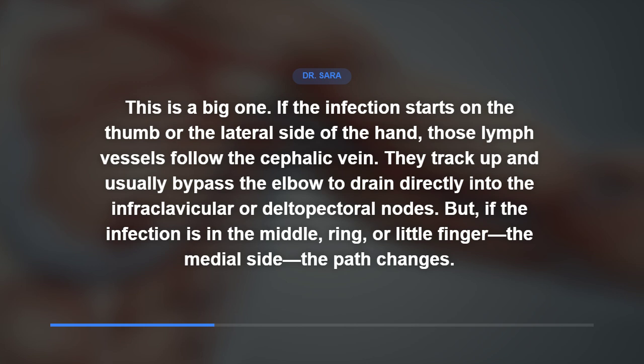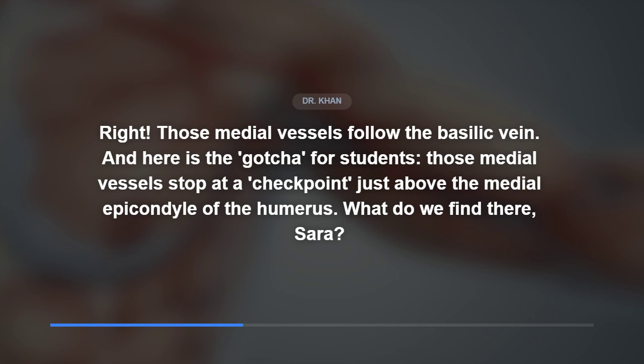Now, Sarah, looking at our anatomy, why is the lateral versus medial path so high yield? This is a big one. If the infection starts on the thumb or the lateral side of the hand, those lymph vessels follow the cephalic vein. They track up and usually bypass the elbow to drain directly into the infraclavicular or deltopectoral nodes.